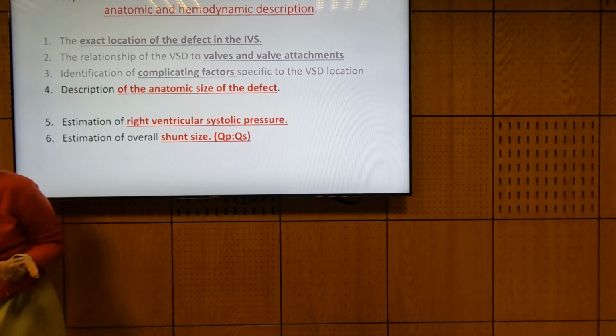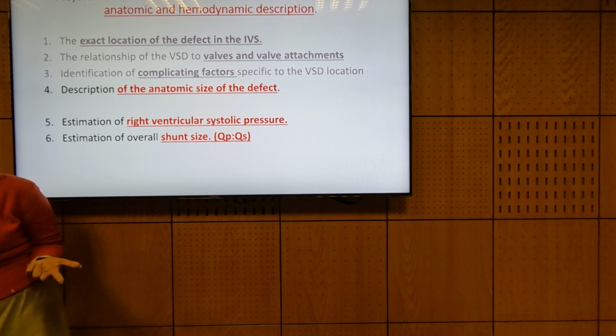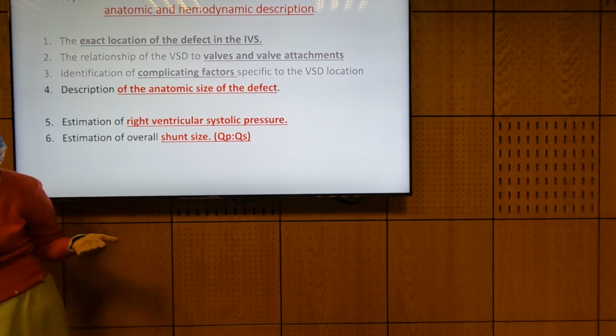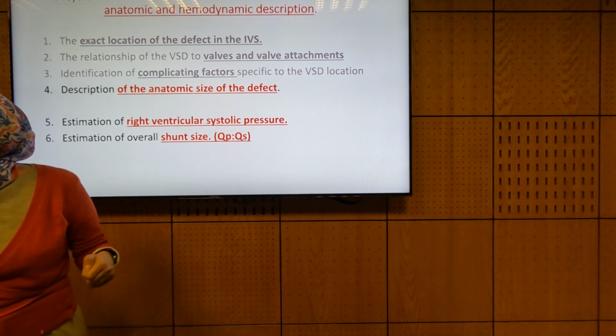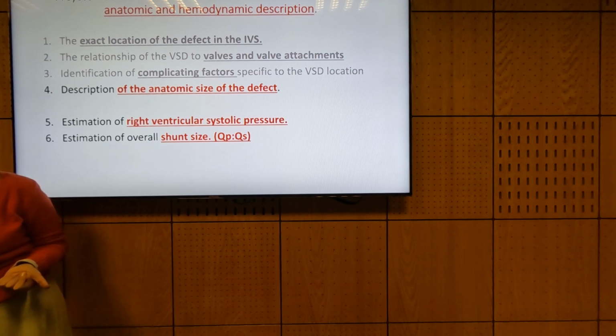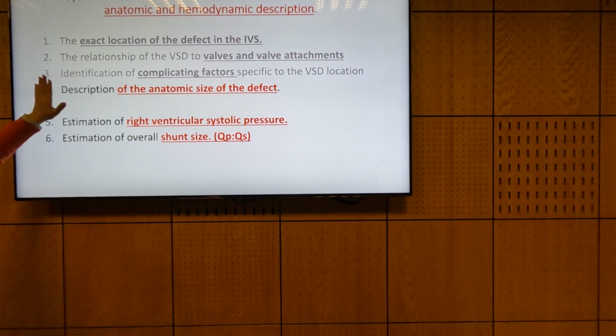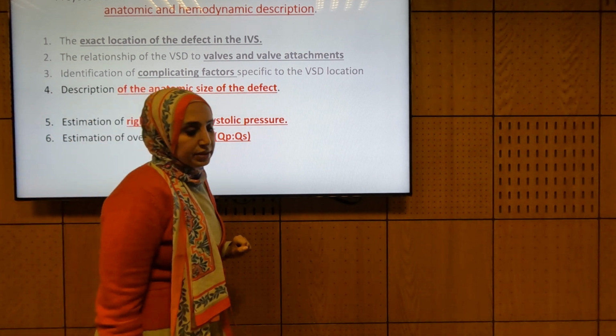And in the inlet VSD, what do I have to report? Overriding, straddling, cleft in the left AV valve. And in subarterial VSD, what do I have to report, positive or negative? Prolapse of the aorta. And in the muscular, what do I have to define? Screening of the interventricular septum to see if there are other VSDs or not. Exactly. Now we will move to the next point, the size of the VSD.